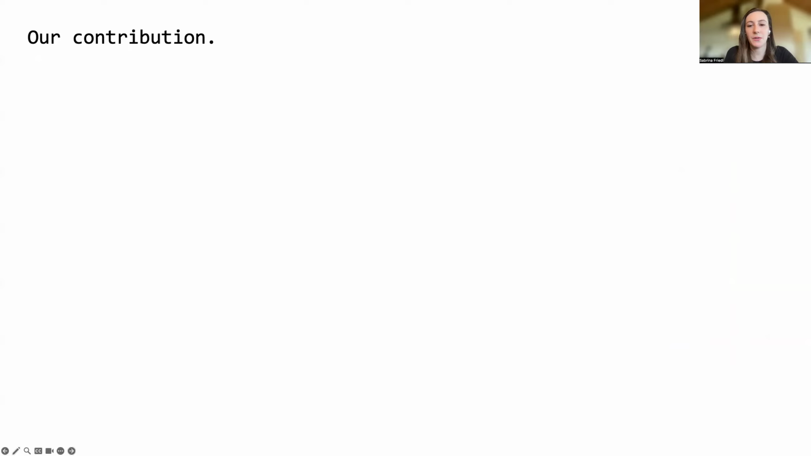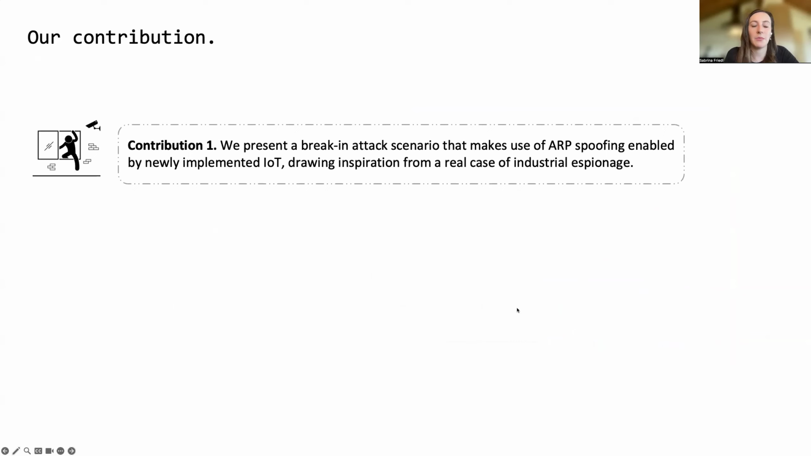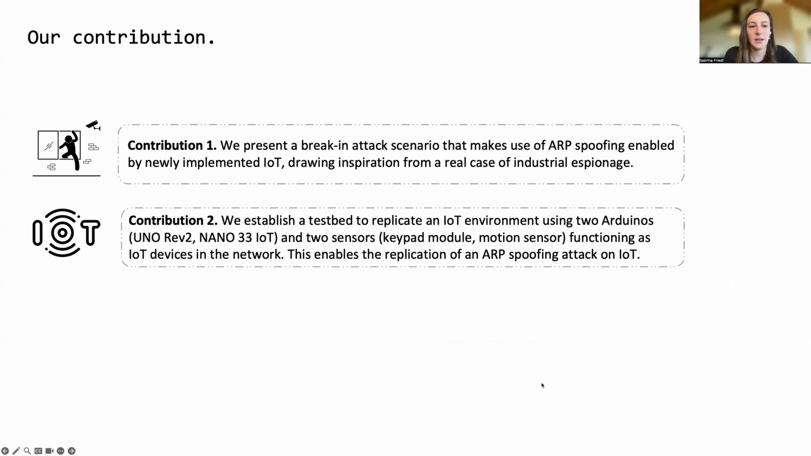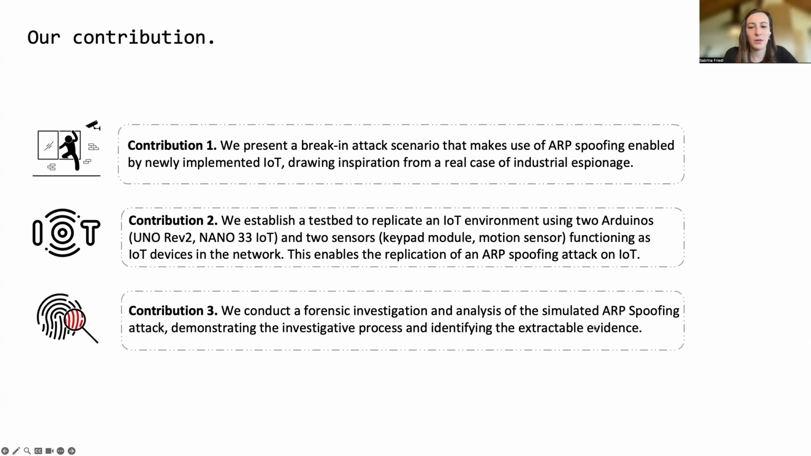Our contribution is threefold. First, we present a break-in scenario that makes use of ARP spoofing in connection with IoT and is inspired by a real case. Second, we establish an IoT testbed with Arduinos and various sensors. Third, we conduct a forensic investigation, analyzing the simulated ARP spoofing attack systematically.